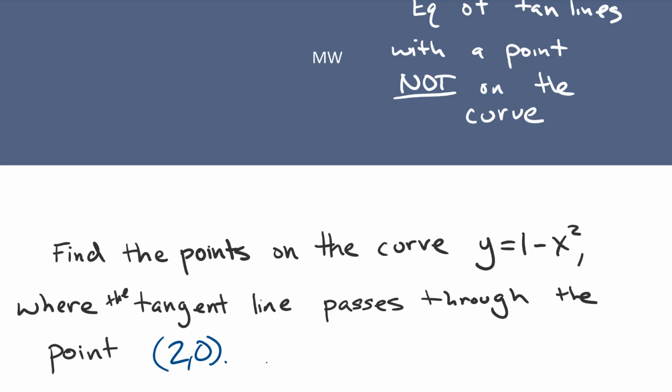So we got a curve. It's a parabola facing upside down with a y-intercept of 1. You can tell because there's a positive 1 in the 1 minus x squared, and that's a negative x squared, which means it's a parabola facing down. The point (2, 0) is not on the curve.